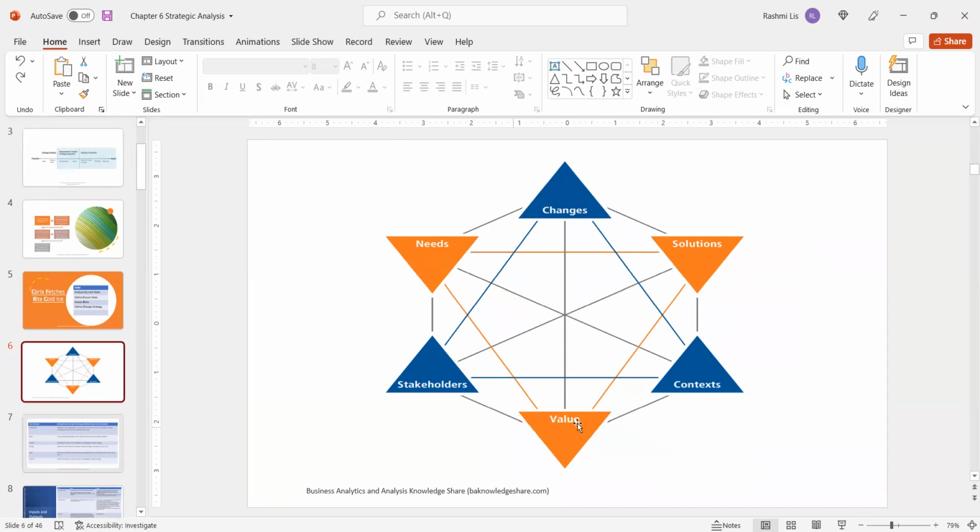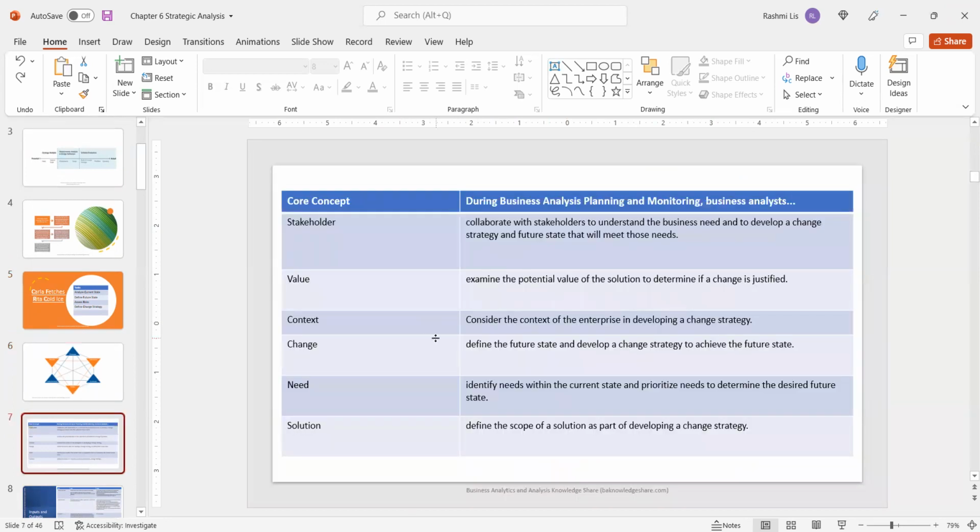So how does strategic analysis apply to the business analysis core concept model? Let's look into that. So from a stakeholder perspective, you would collaborate with stakeholders to understand the business need and to develop a change strategy and future state that will meet those needs. From a value standpoint, you would examine the potential value of solution to determine if a change is justified.